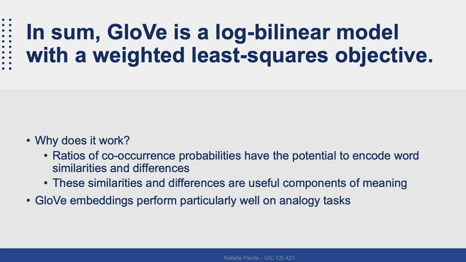Basically, this means that glove is just a log bilinear model with a weighted least squares objective. It works because the ratios of co-occurrence probabilities that it learns along the way are useful for encoding word similarities and differences, and these similarities and differences are, in turn, useful components of meaning. The fact that glove is fundamentally based on encoded similarities and differences is also why the representations are so well suited for analogy tasks.